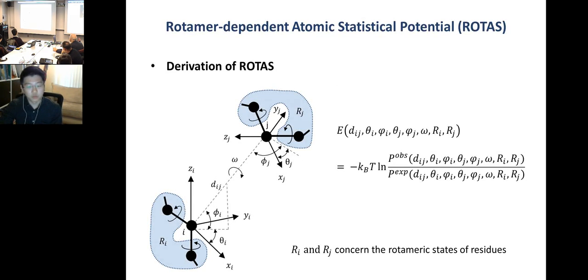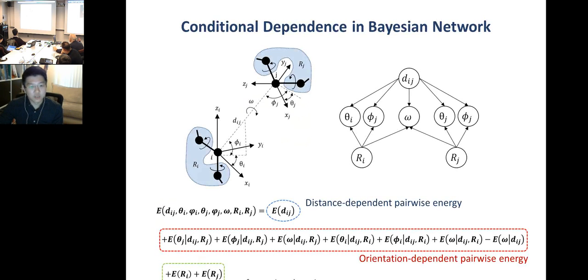In the ROTAS potential, the interaction between two atoms is described by the spatial distance and the relative orientation and their rotameric states. So actually there are a total of 8 parameters to specify interactions. These R_I, R_J represent the rotameric states of the residues that the atoms I and J belong to, respectively. In order to have sufficient statistics from a finite number of structures, conditional dependence of parameters is assumed. So, namely, this Bayesian network shows the conditional dependence that we assumed. The angular parameters are assumed to be dependent at the given distance and rotameric state. So this equation shows the final form of the ROTAS.